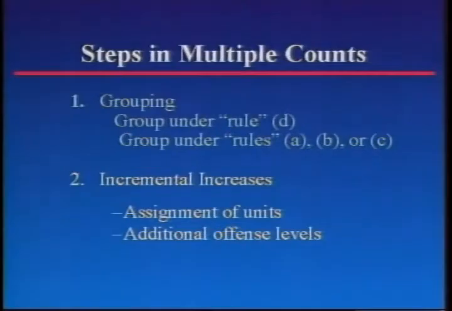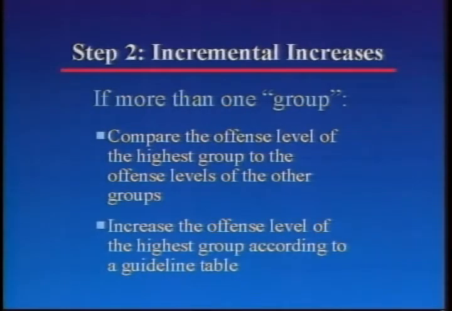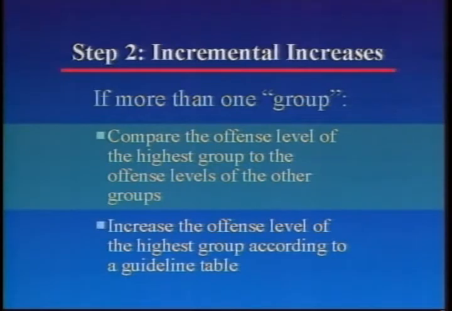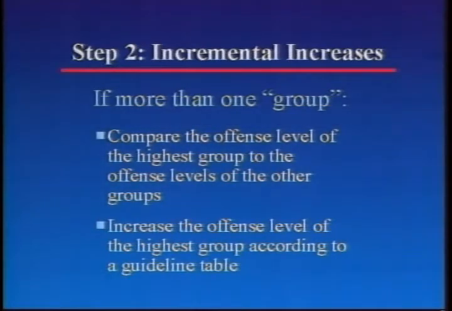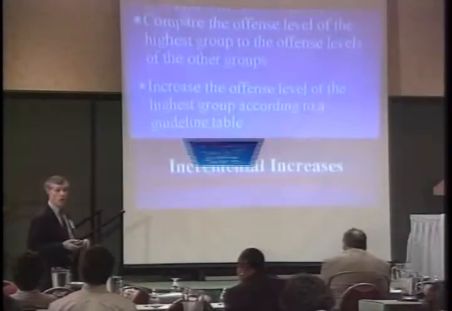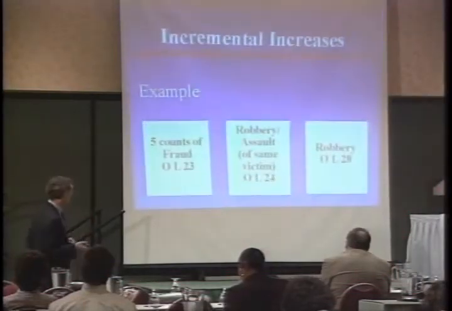Well, the incremental increases. Assignment of units and additional offense levels. If there's more than 1 group, here's the process. You compare the offense level of the highest group to the offense levels of the other groups. You compare each of my harms. What's my offense level for each of my harms? I increase the offense level of the highest group, the highest harm, according to a table. Now, this is all just purely almost mathematical at this point.